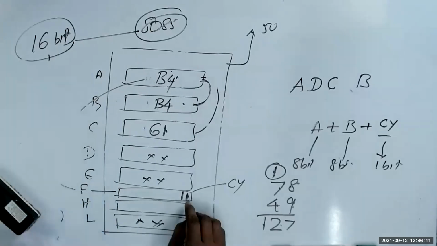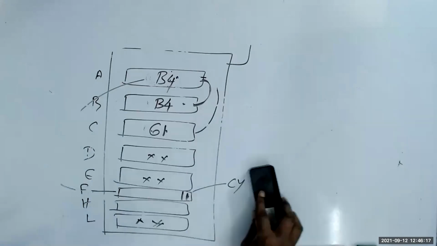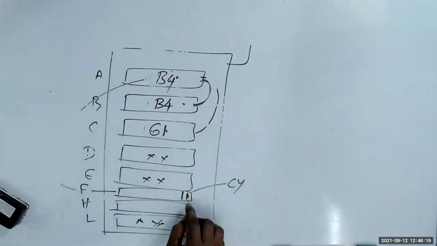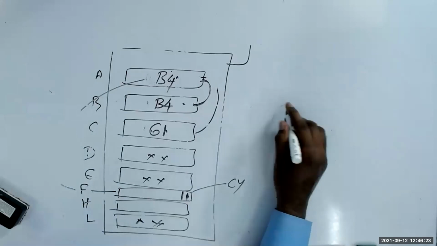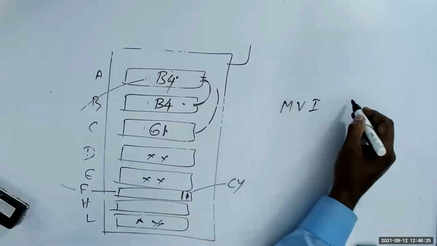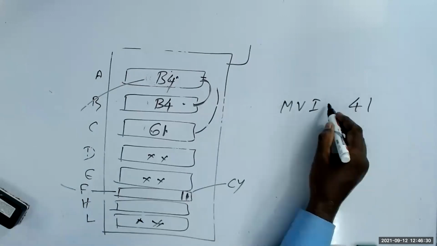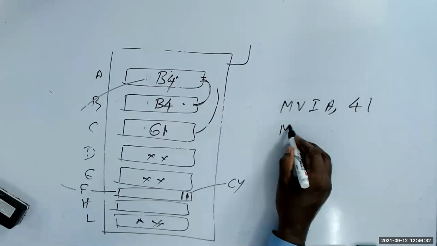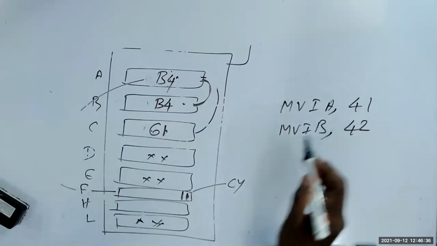Then you will know the use of carry. Okay, so in the same way, for example, I say move immediate A is 41. Move immediate B, comma 42. What is it? 42.